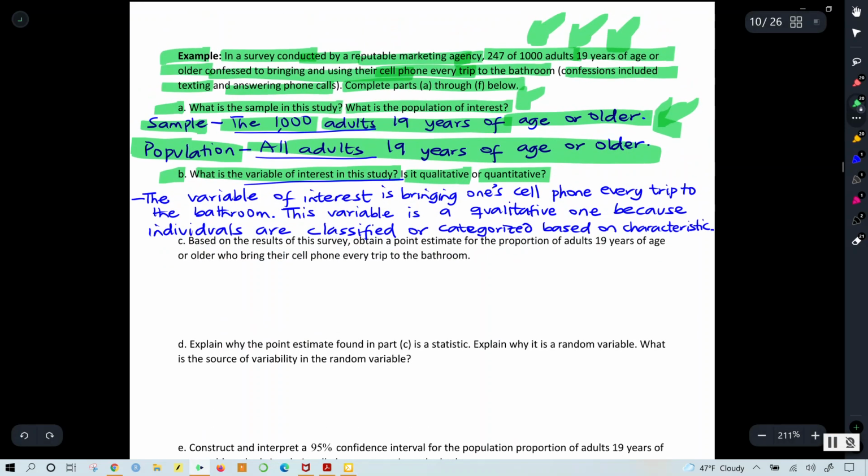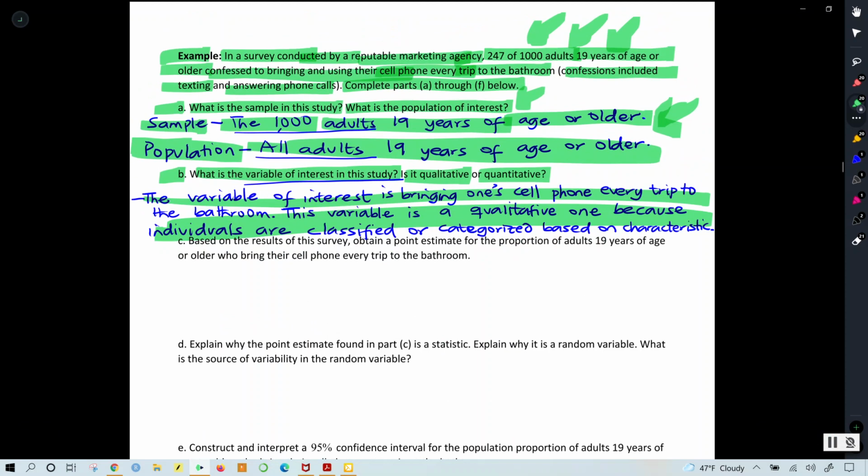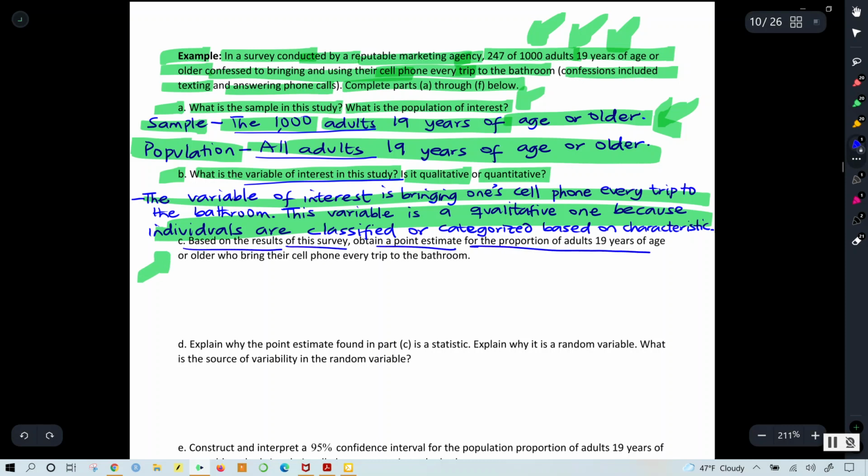So what we have just said is what you have here on the screen as what the variable is in the study and whether it is qualitative or quantitative and why we so decide. Then question C. Based on the results of this survey, obtain a point estimate for the proportion of adults 19 years of age or older who bring their cell phone every trip to the phone. The point estimate is the sample proportion.